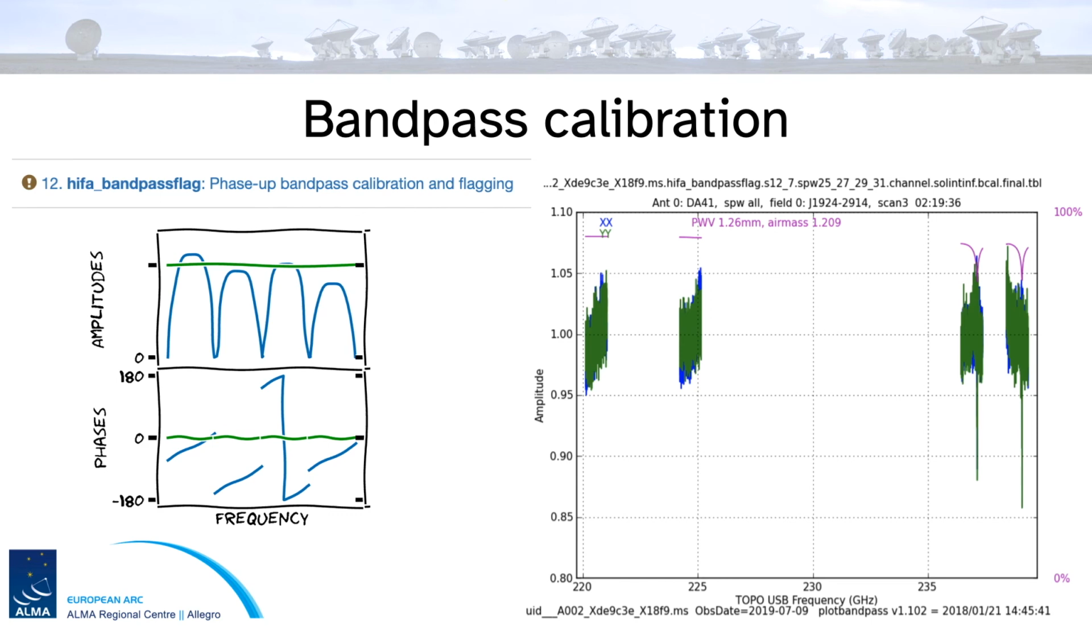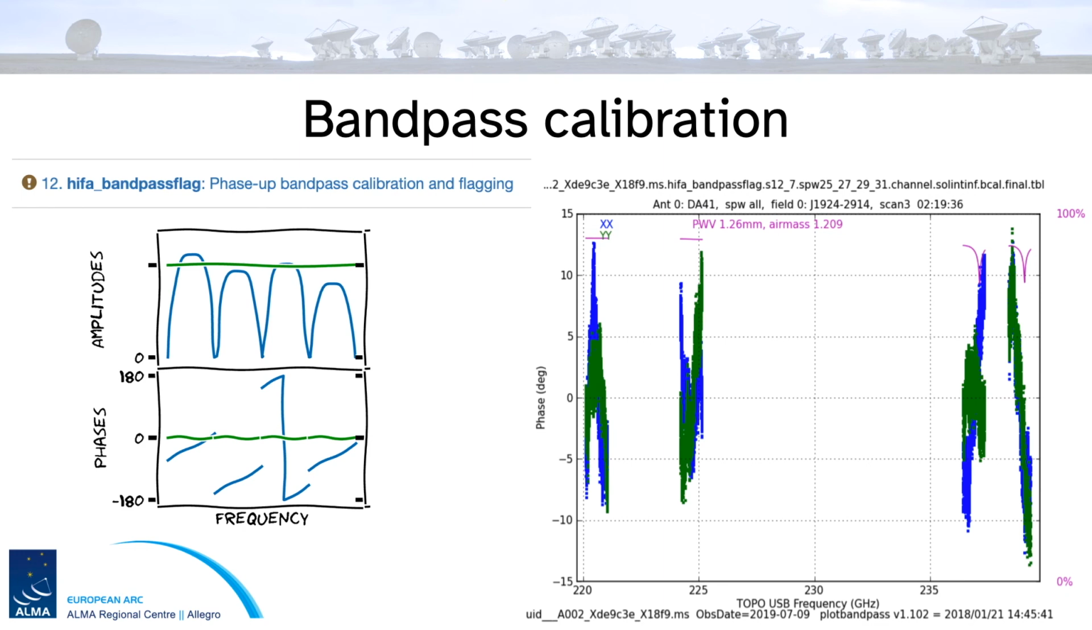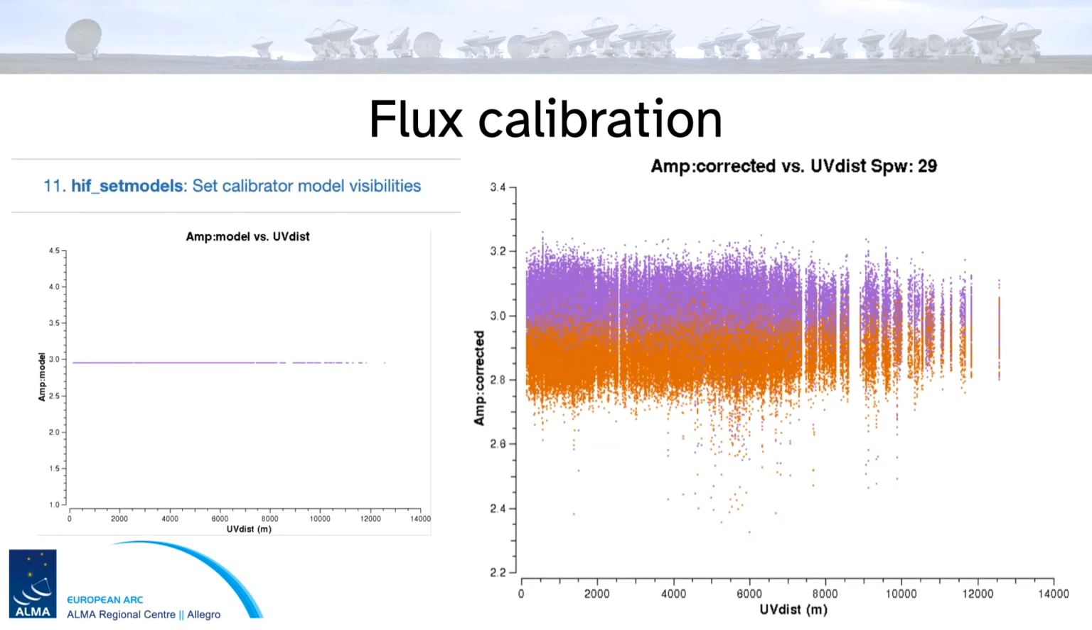To verify that the bandpass calibration was successful, one should check the plots in the bandpass flag task, as shown on the right, where the amplitude of the bandpass calibrator is plotted versus frequency. After applying the calibration, the amplitudes are flat. Furthermore, one should check that the phases are flat and close to zero as a function of frequency, as shown here in the plot on the right.